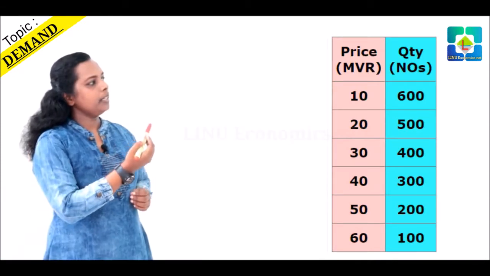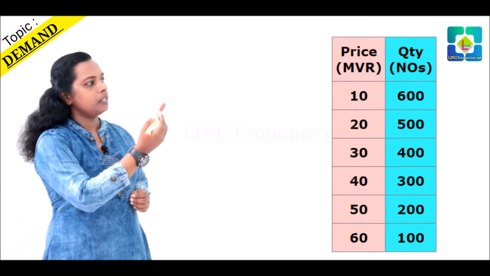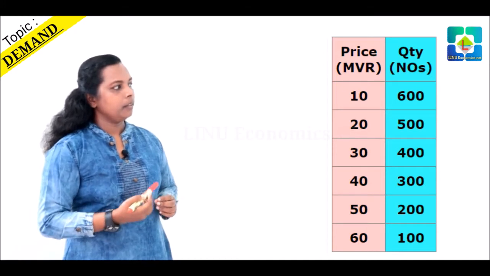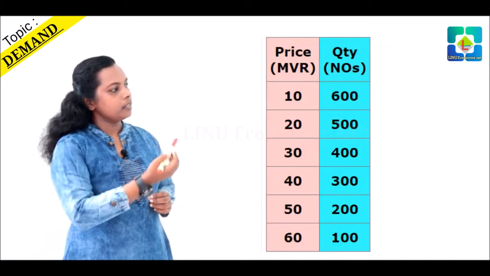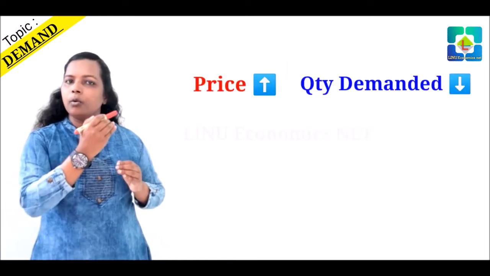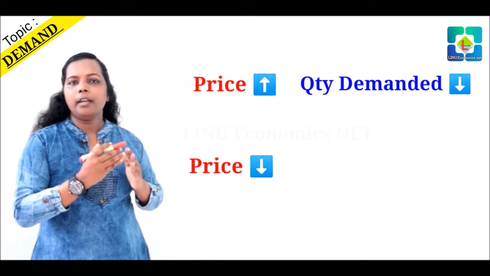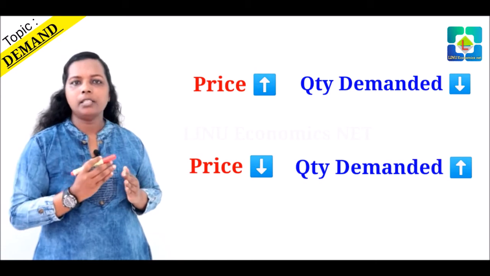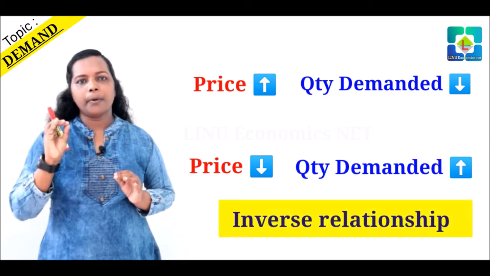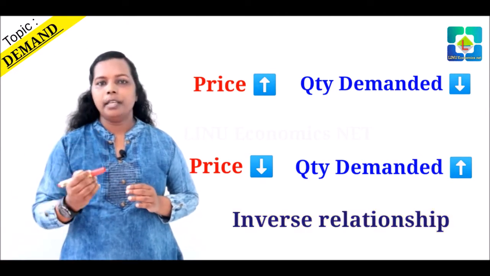Here, the price increased from 10 to 60. The quantity demanded decreased from 600 to 100. What we understand from this table? Here, when the price increases, the quantity demanded decreases. In general, the quantity demanded falls when the price rises and the consumer demands more quantity of goods when the price falls. So, there is an inverse relationship between the price and quantity demanded. This rule is called law of demand.